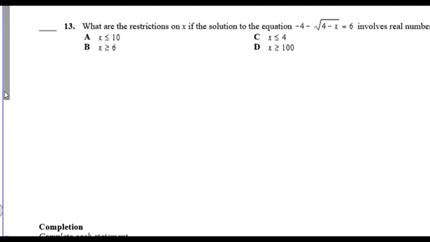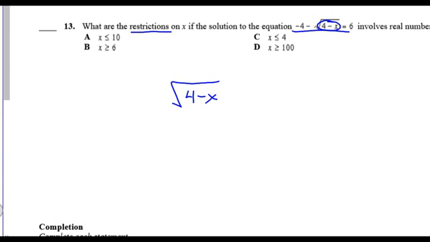Okay, and then 13. What are the restrictions on x if the solution to the equation is all of that? A whole bunch of that didn't really matter, right? It's really this part that I care about: the square root of 4 minus x. So restrictions. I can't take the square root of a negative number. That's the idea here.